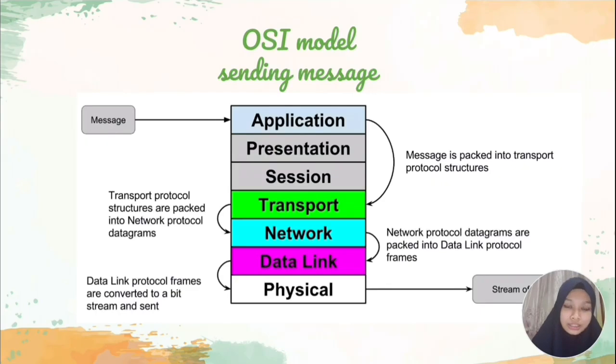Messages are sent to the application layer, which are then packed into the transport protocol structure, and then to the transport layer. The transport protocol structure is packed into network protocols, and so on and so forth. So how does it receive?